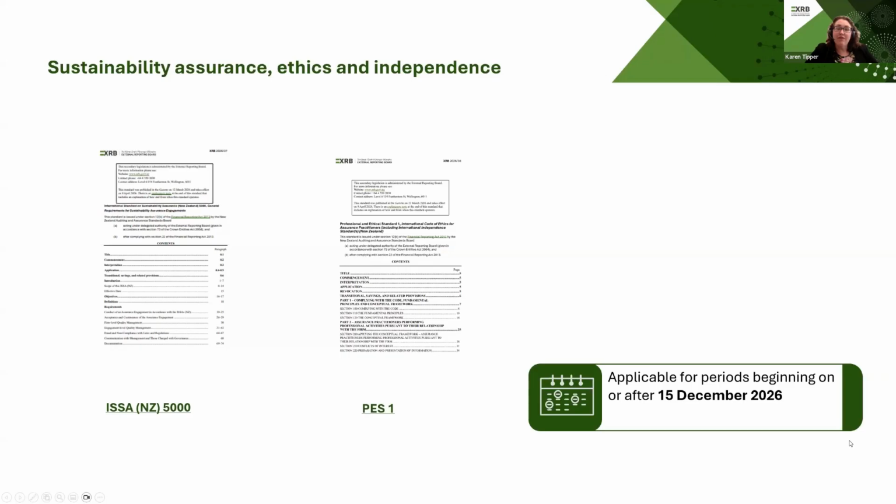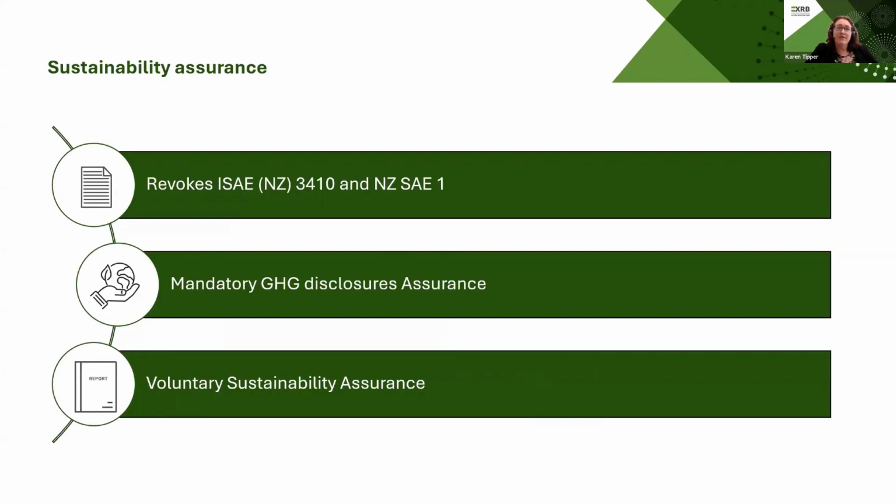So firstly, a few considerations about this sustainability assurance engagement. Sustainability Assurance Standard ISA NZ 5000 revokes the two standards, ISAE NZ 3410, which is the NZ standard for the assurance of greenhouse gas statements, and NZ SAE 1, which is our domestic temporary standard, which covers the assurance of greenhouse gas disclosures.